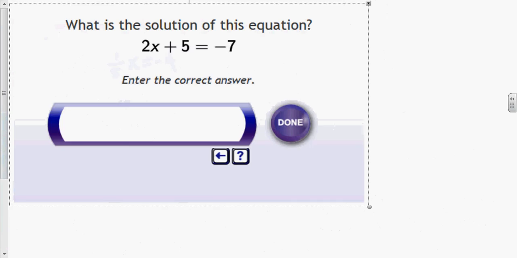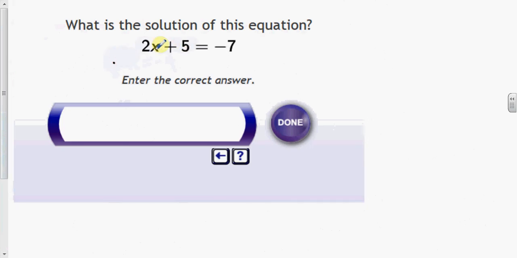All right. So what about this one? So I want to get the x by itself. First, I have to get rid of this 5. It's plus 5, so I'm going to subtract both sides by 5. Well, that leaves us 2x is equal to negative 12.